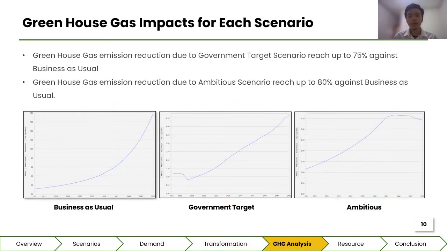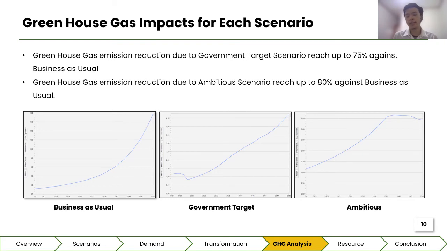We are now talking about greenhouse gas, or GHG, impacts for each scenario. As we know, the greenhouse gas emission will be reduced in the government target scenario and the ambitious scenario against the business as usual scenario.